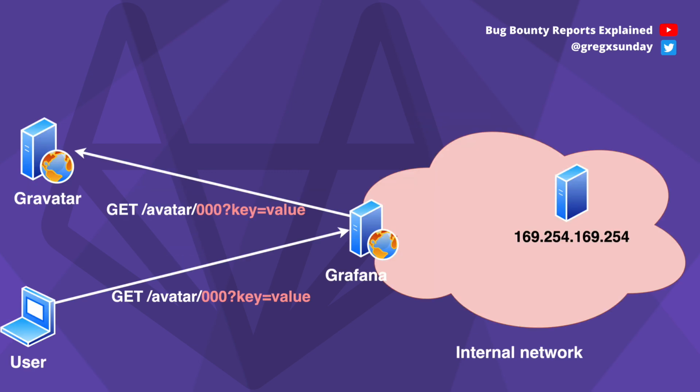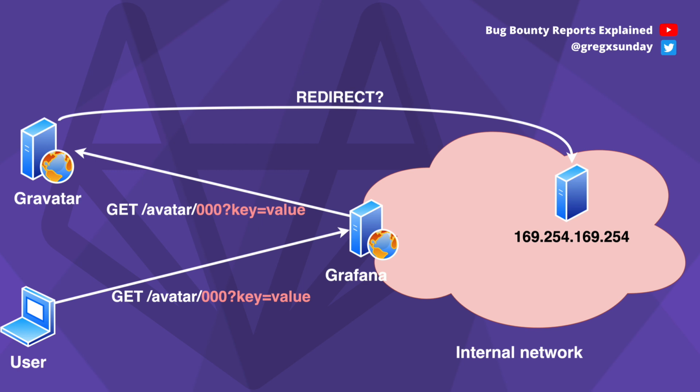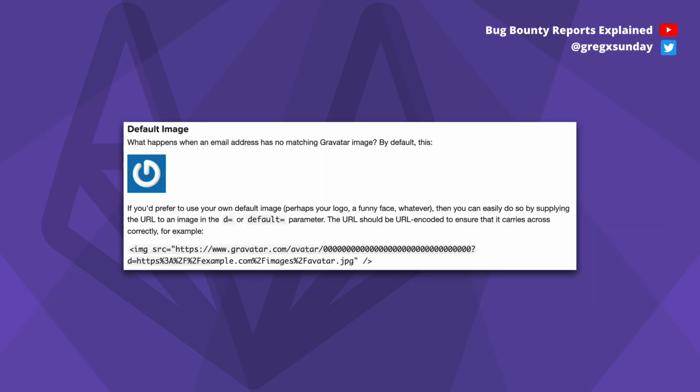So we can only control the last part of the path and the parameters, which means that we are far from an SSRF vulnerability. Unless we can find an open redirect vulnerability on the Gravatar website, and then we could use it to redirect the server to an internal location, achieving our server-side request forgery.